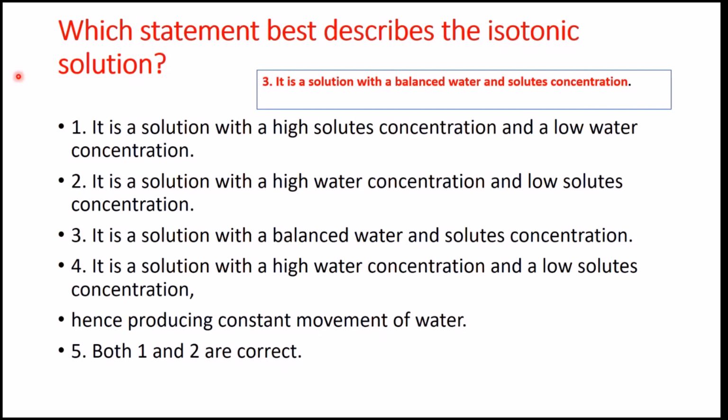Yes, it's a solution with a balanced water and solute concentration. An isotonic solution has some concentration of solutes such as salts, glucose, and other dissolved substances. In a biological system, it refers to a solution that has the same concentration of solutes as the cytoplasm of a cell. In such a solution, there is no net movement of water into or out of the cell, which means the concentration of solutes inside and outside the cell are equal, resulting in a balanced state.